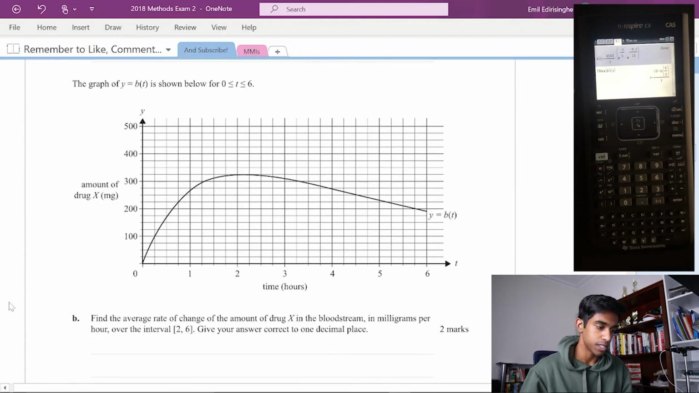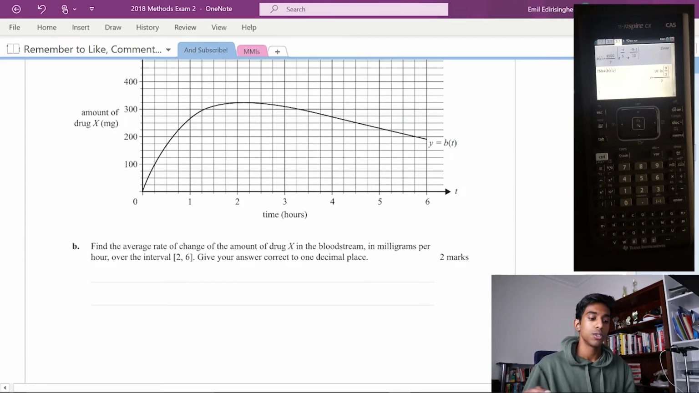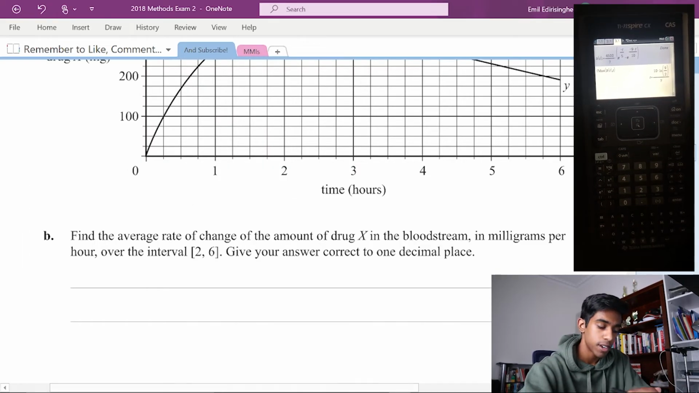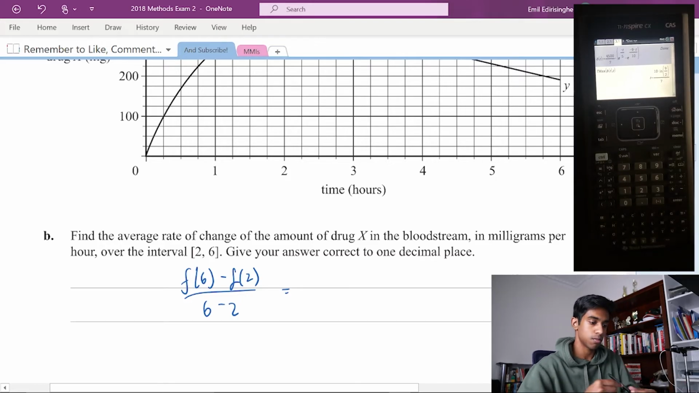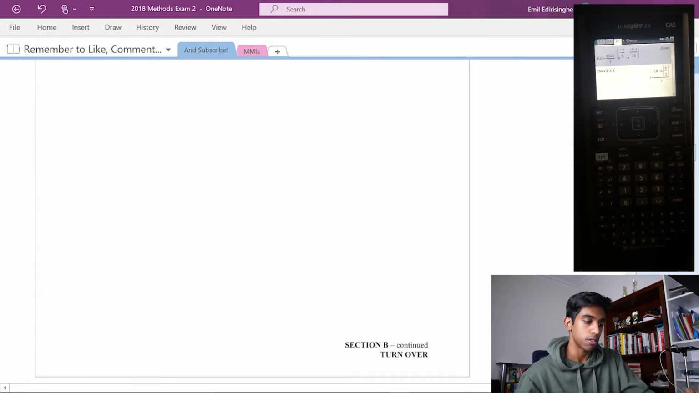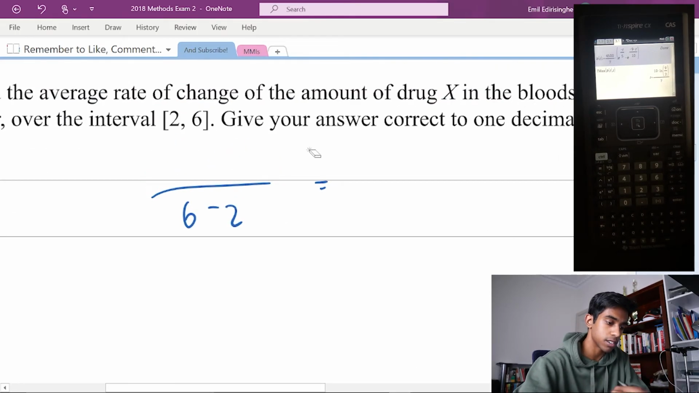Okay, so now we'll move on to the next question. The graph of b of t is shown for 0 to 6. Find the average rate of change of the amount of the drug in the bloodstream over the interval 2 to 6. So we have to give this to one decimal place. So the average rate of change is going to be f of 6 minus f of 2 on 6 minus 2. And we'll just write this in. So I wrote f, which is not right, it's b. So I'll make sure to write b in, actually.